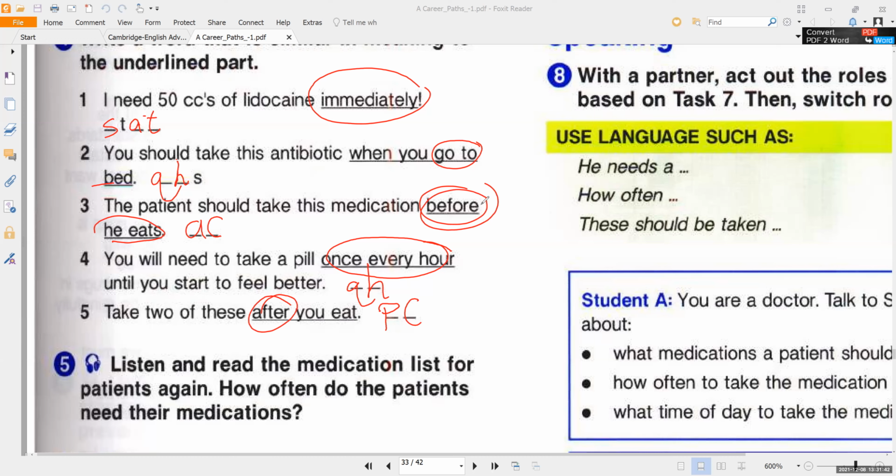And we have before, which is AC. So this is before, AC, and after is PC. Like when we say AM, PM. AM in the morning, PM in the afternoon or in the evening. So before and after. A means before, where P means after. So AC, PC. Okay. Now we move to the next exercise.